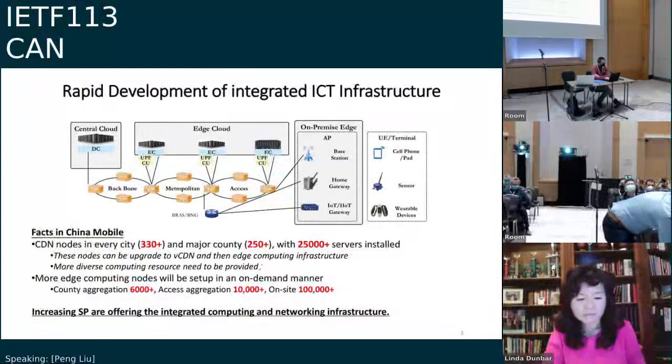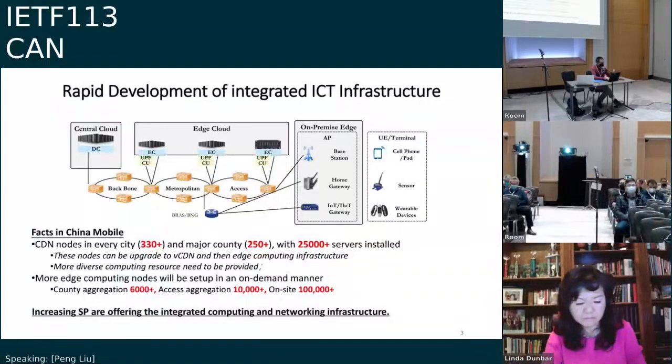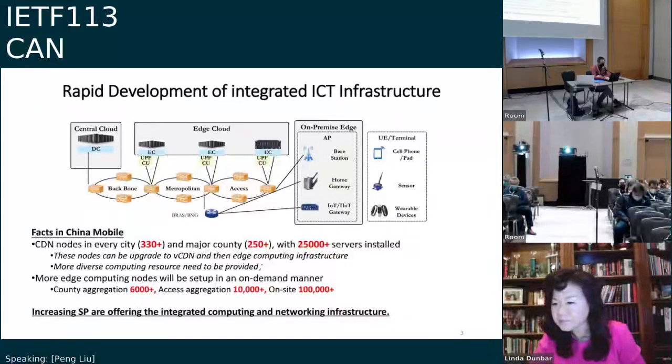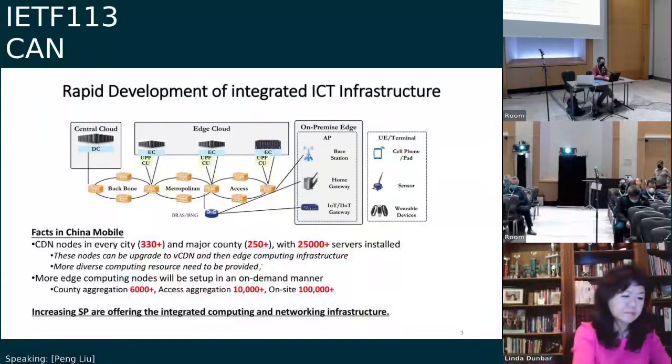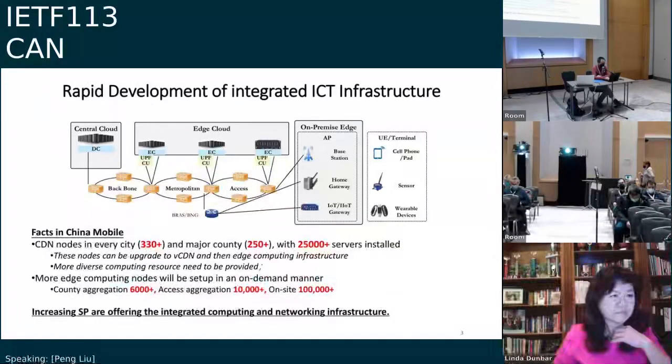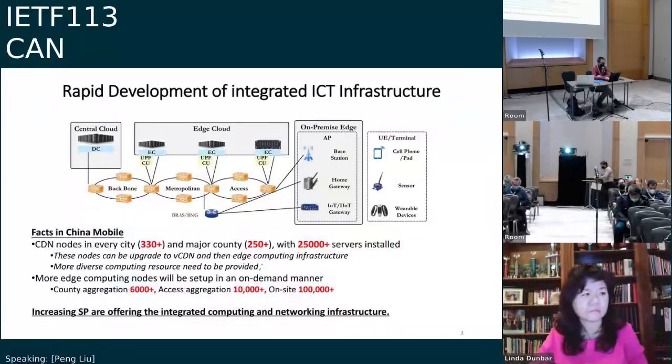Before the real use case, I'd like to introduce some facts about the rapid development of integrated ICT infrastructure. Different from providing network infrastructure only, operators have been developing CDN and edge sites these years based on their own sites, to provide both network and information infrastructure. At this stage, many CDN nodes with servers installed can be upgraded to edge computing infrastructure, while more diverse computing resources need to be provided compared to the CDN nodes' original content cache resources. Moreover, more edge computing nodes will be set up in an on-demand manner. Here is a typical analysis result, with predicted numbers showing that we may need to build many edge nodes around the content aggregation network, access aggregation network, and on-site. Not only for China Mobile, there are more and more service providers offering integrated ICT infrastructure. Next slide, please.